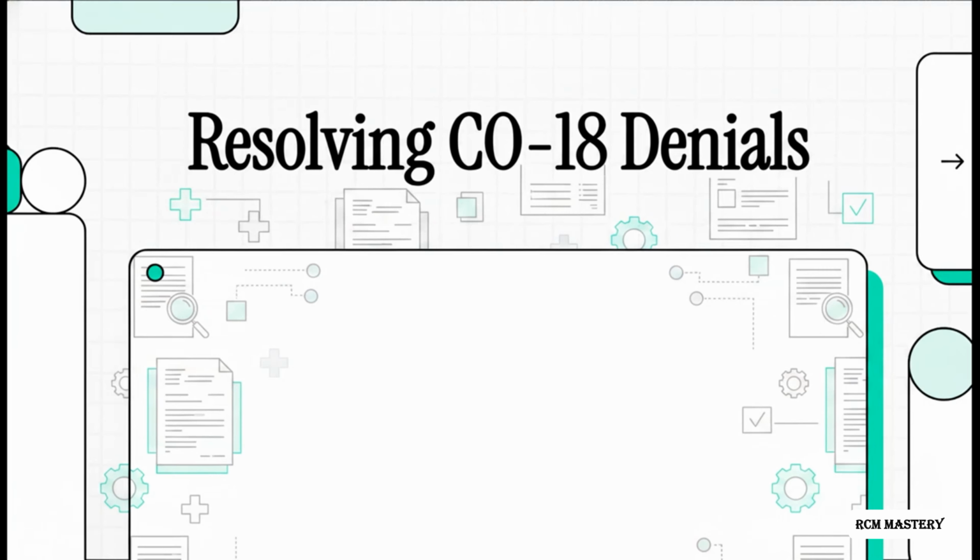All right, let's talk about a denial code that I'm sure every single medical biller has seen, the dreaded CO-18, the duplicate claim. It's one of those common headaches that can really slow things down. But here's the good news, it's almost always fixable. So let's break down exactly how to do it.